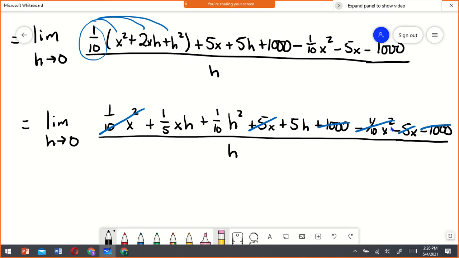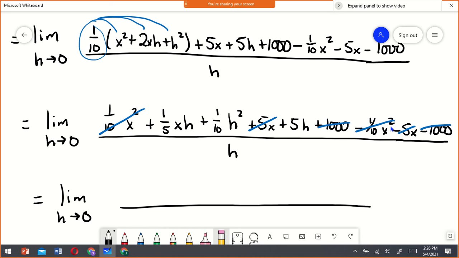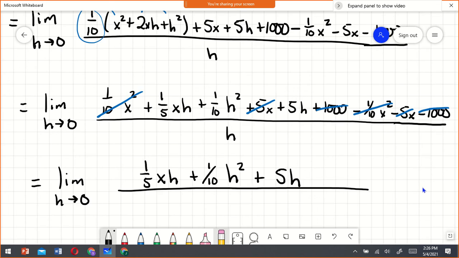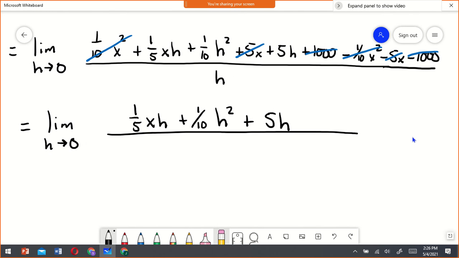So I'll write what's remaining here, the limit as h goes to 0 of, and I can write these terms in whatever order I want. It's not very important for the h squared term to be first or anything. So I'm just going to leave them in this order. So I have 1/5 xh plus 1/10 h squared plus 5h. Everything else in the numerator has canceled out because I had the same thing being added and subtracted. The denominator is still just h.